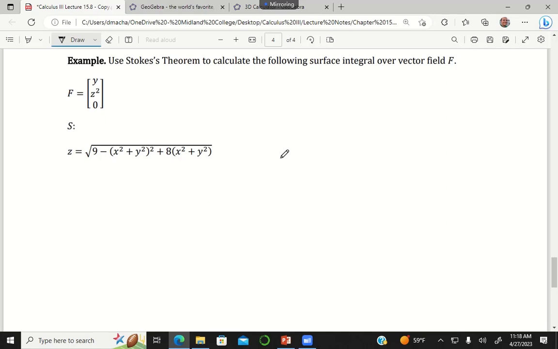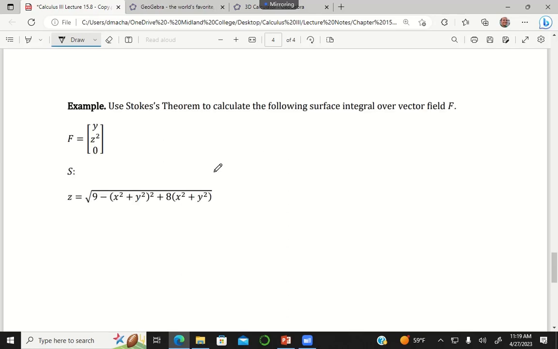So here we go. Use Stokes' theorem to calculate the following surface integral over the vector field F. So this time my vector field is a little bit trickier, and my surface is a little bit trickier, but the problem is still the same problem, right? Probably what you can see here is if I wanted to take the surface integral over that surface capital S in vector field F, this would be a huge pain in your butt.